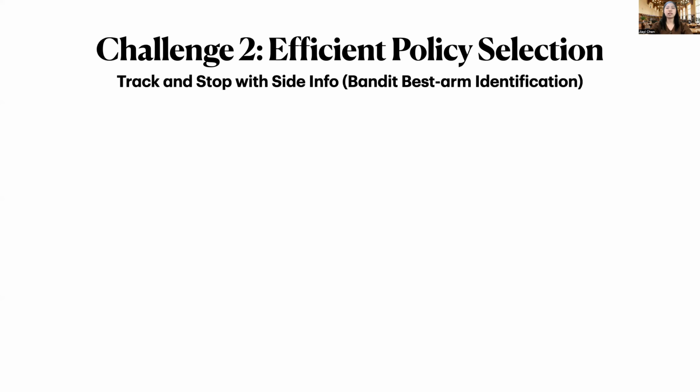The second challenge is efficient policy selection. We've developed an algorithm, track and stop with side info, which is a variant of the best arm identification algorithms. Here's how it works.